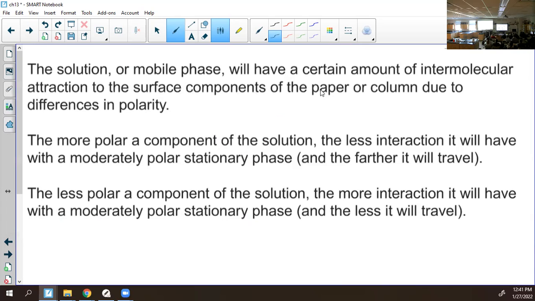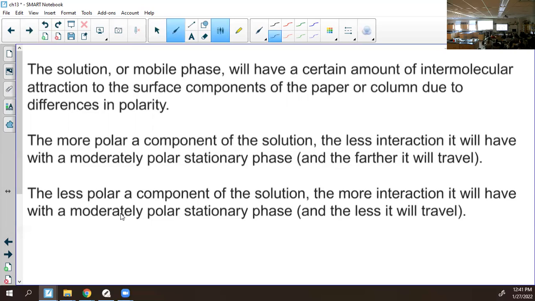To the surface components of the paper or column due to differences in polarity. Okay, so they can be attracted to the paper, but they'll also be attracted to the mobile phase. The more polar a component of the solution, the less interaction it will have with the moderately polar stationary phase, and the farther it will travel.